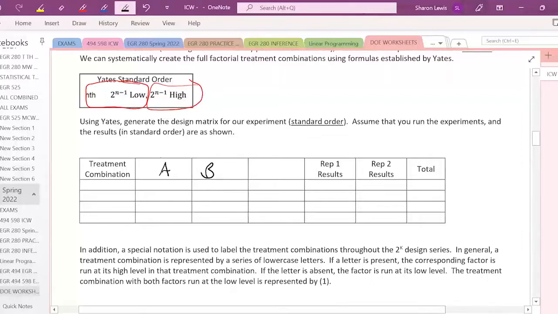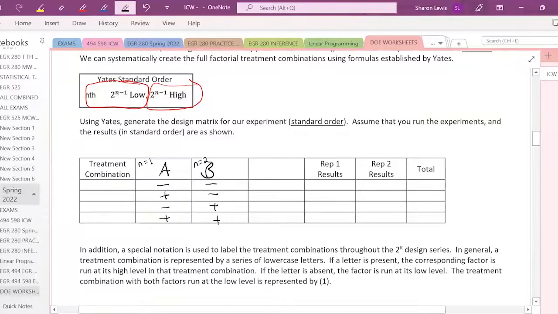For n equal to 1, 2 to the n minus 1 low, that's 1. So I've got 1 low, 1 high, 1 low, 1 high. And then B, for n equals 2, that's 2 to the 2 minus 1, so that's 2. So 2 low and 2 high. So there's our design matrix.